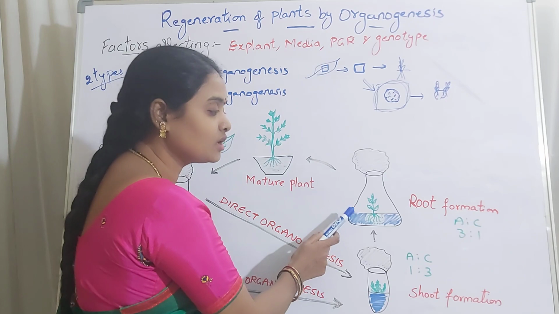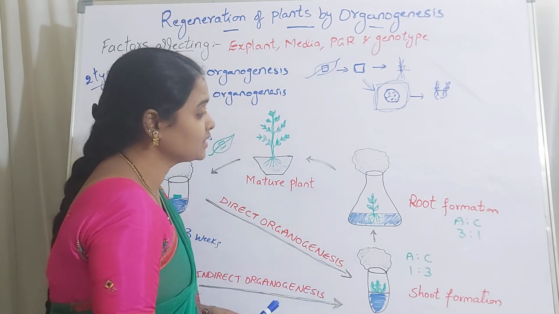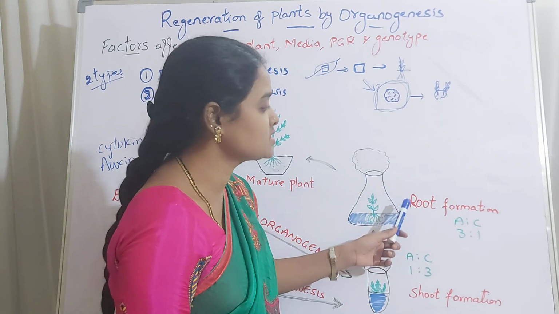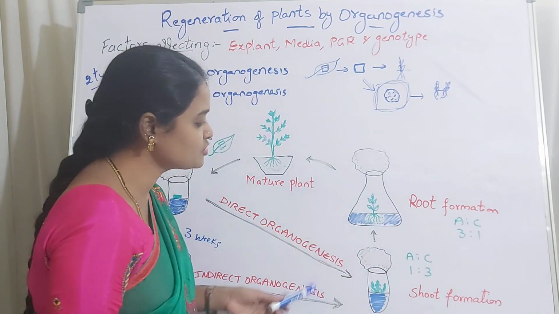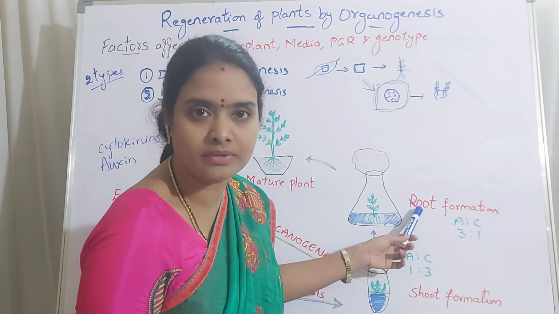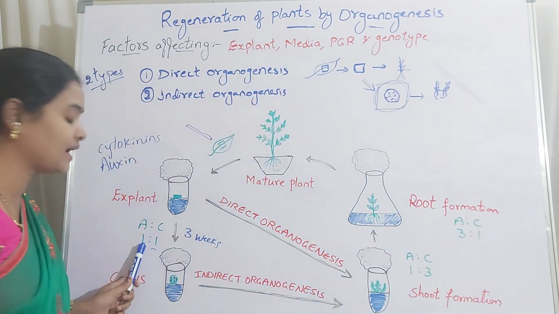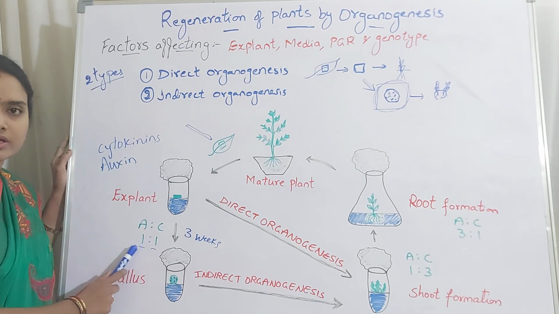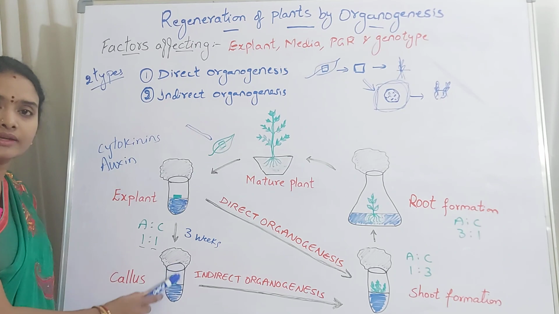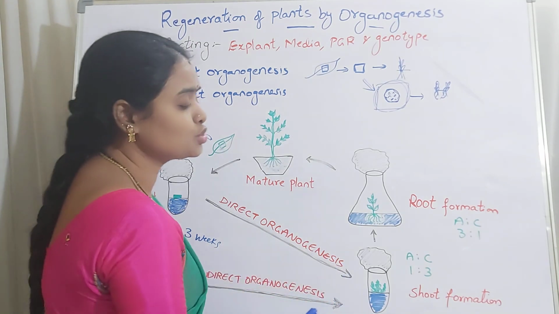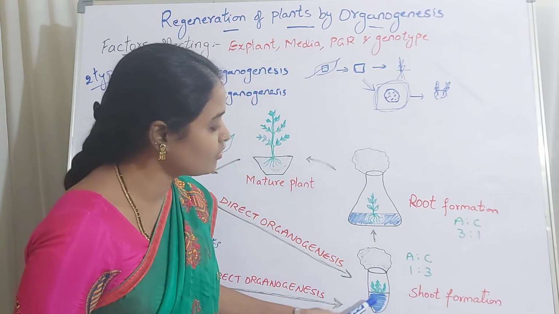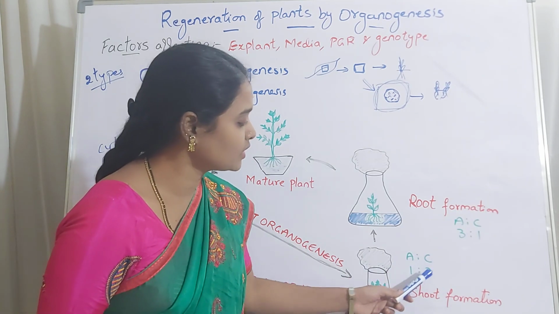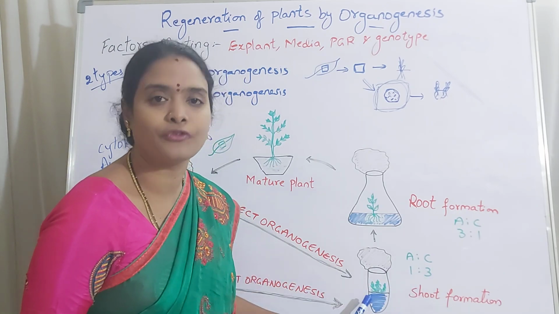Again you are taking semi-solid media, but it is rooting media, which initiates root formation. What is the difference between your shooting media and the rooting media? At the callus stage, the auxin to cytokinin is the same, 1:1 ratio. When you are transferring this callus with meristemoids onto the shooting media, the media consists of auxin to cytokinin in a 1:3 ratio, right? So the cytokinins induce shoot formation.